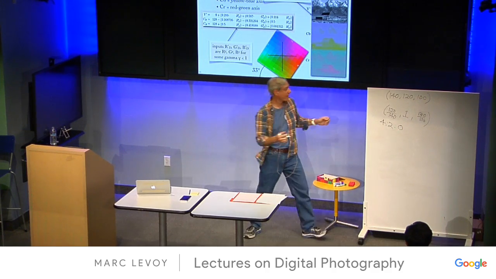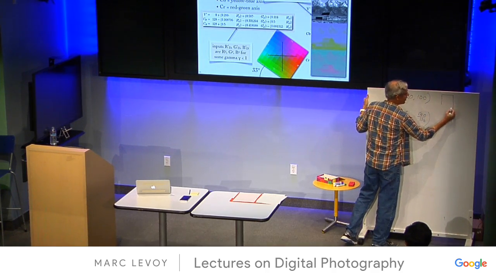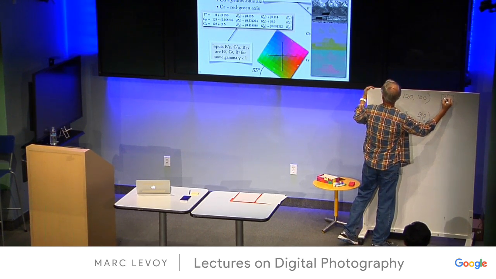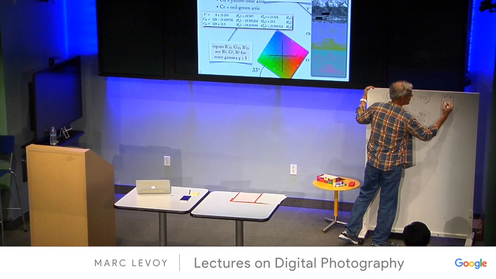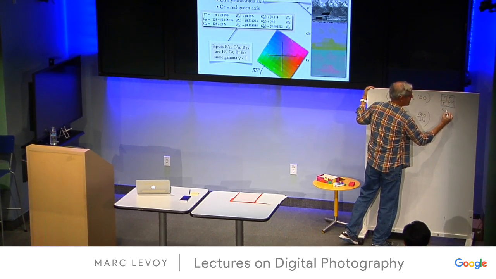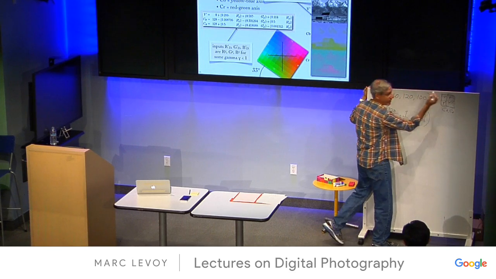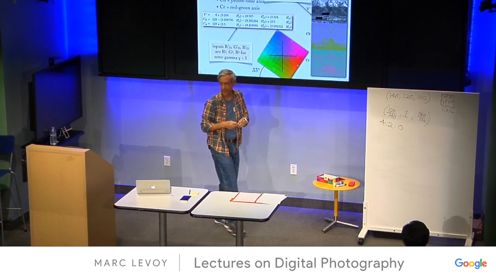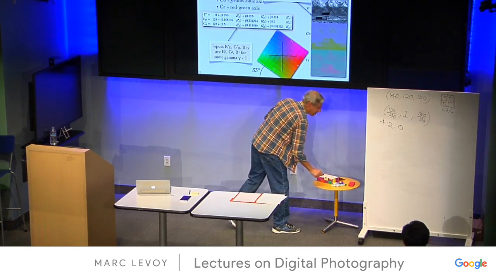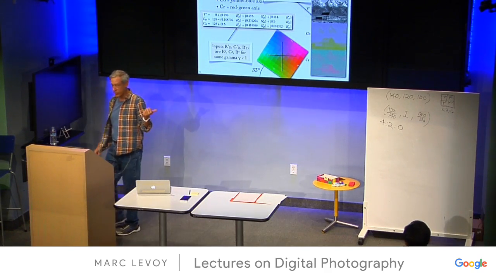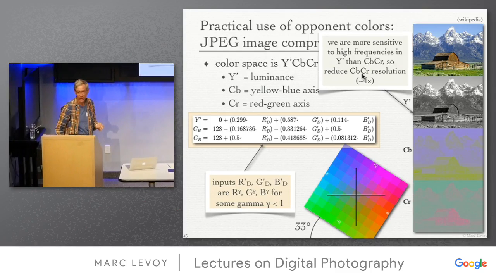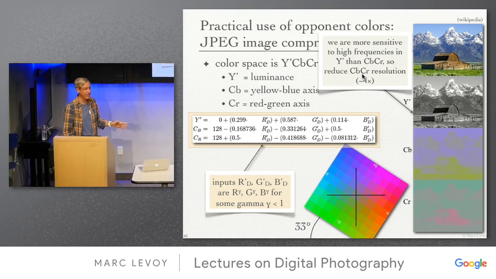What it means in practice is that for every 2x2 block of pixels, there'll be a Y prime for each of these pixels, and then there'll be a single CB and a single CR for the entire 2x2 block. And that's what goes into the JPEG encoder. We'll come back and talk about that again when we talk about JPEG encoding, because there's a lot more that JPEG does. But I want to show you the color space aspects of it now.